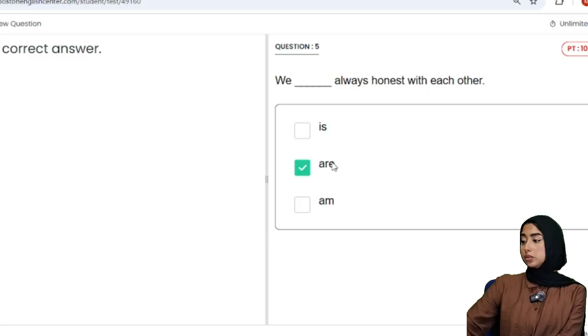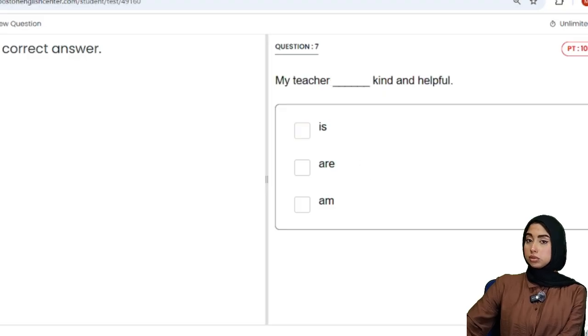5, we always honest with each other. We are, great. Question 6, Homer, very funny. Is, yes, thank you. My teacher, kind and helpful. Is, thank you. Okay, that's awesome. Okay, so yeah, let's see you in the speaking part.